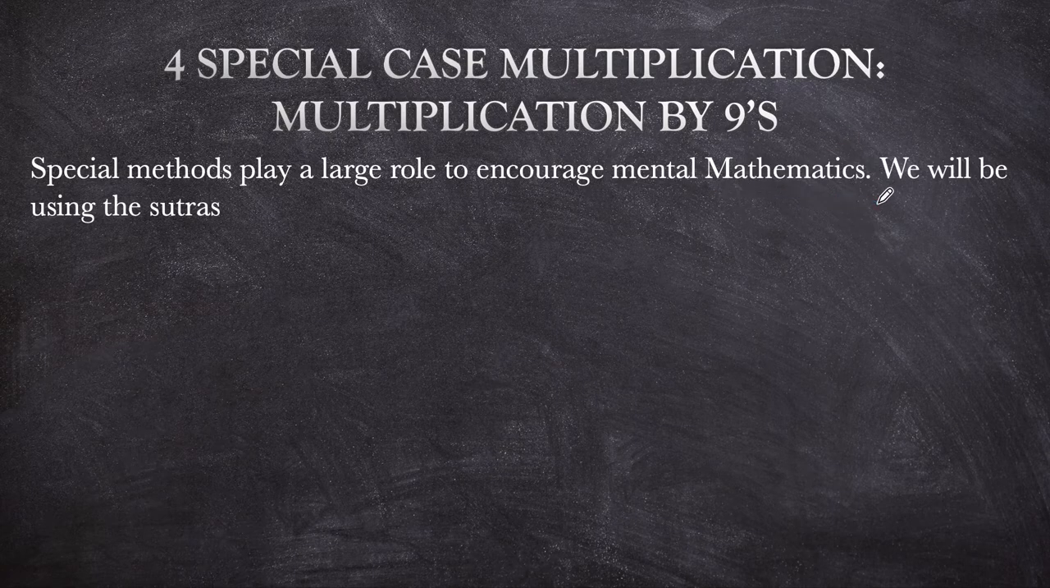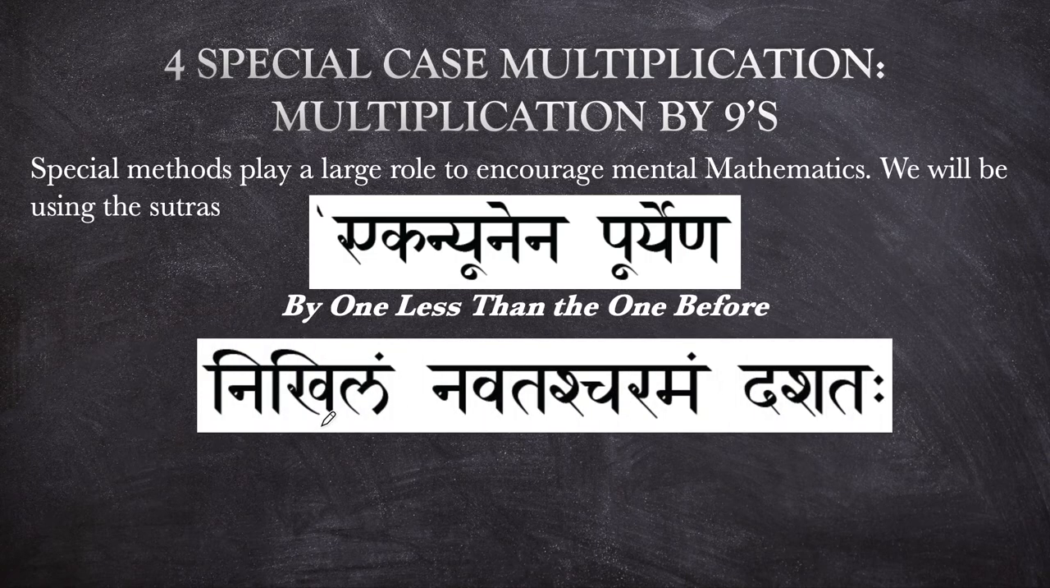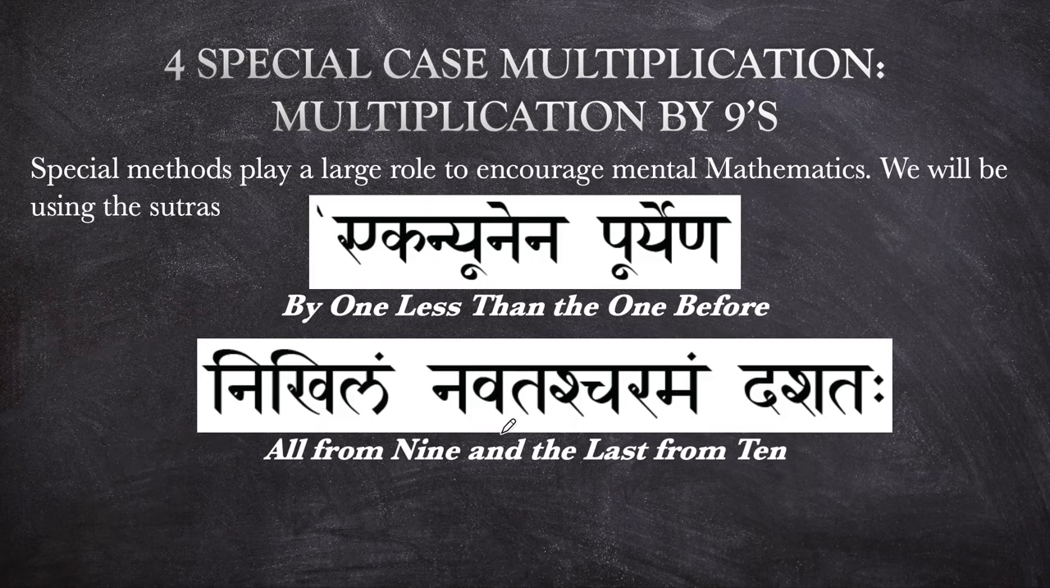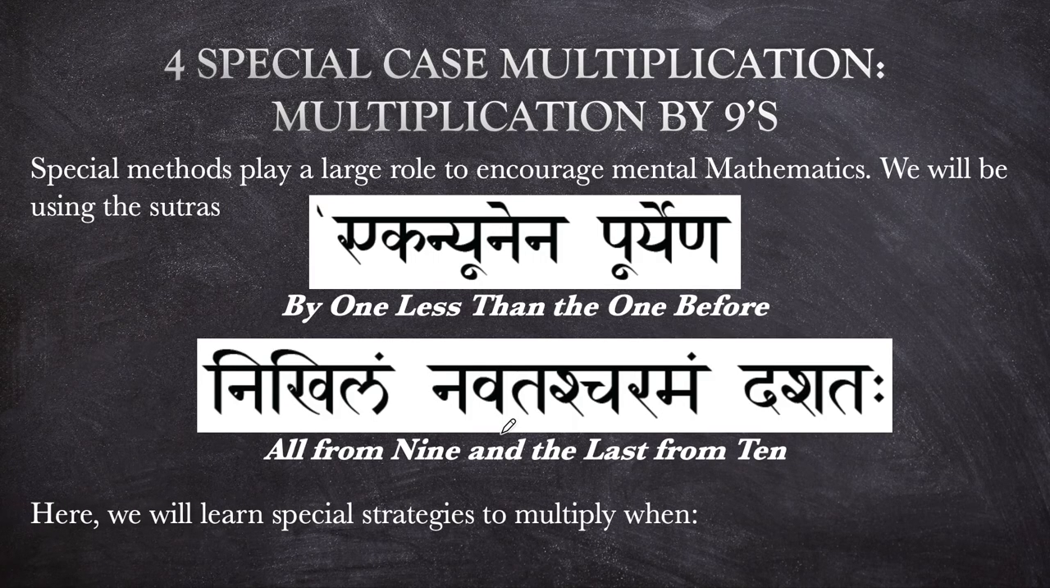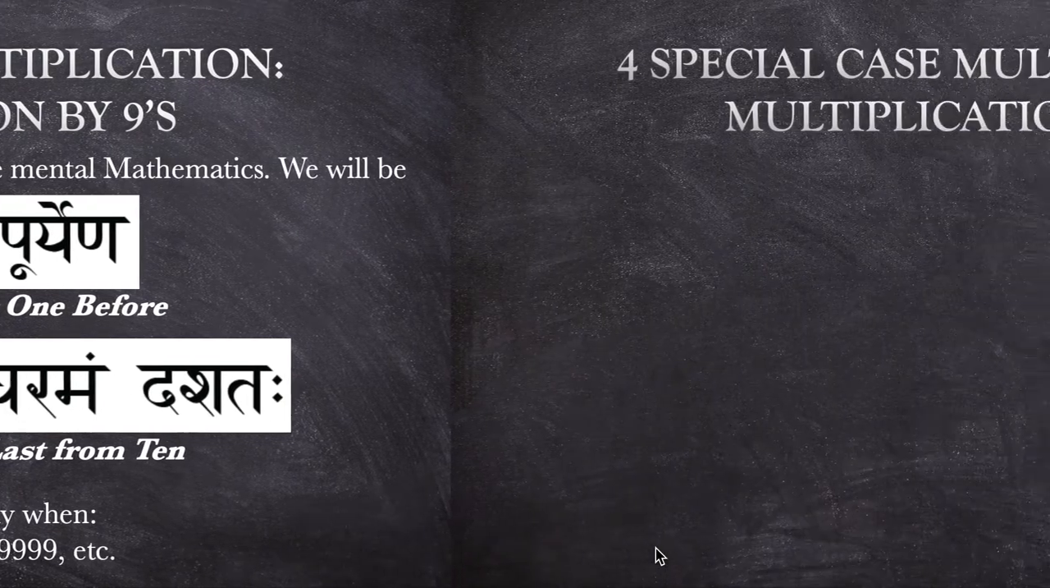Special methods play a large role in encouraging mental mathematics. So we will be using the sutras Ekanyunena Purvena, that is in English, by one less than the one before. And we're going to make use of our favorite Nikhilam Navatashcaramam Dashatah, that is, all from 9 and the last from 10. In this short section, we are going to learn special strategies to multiply when a number has a factor of 9 or 99 or 999 or four 9s, etc.